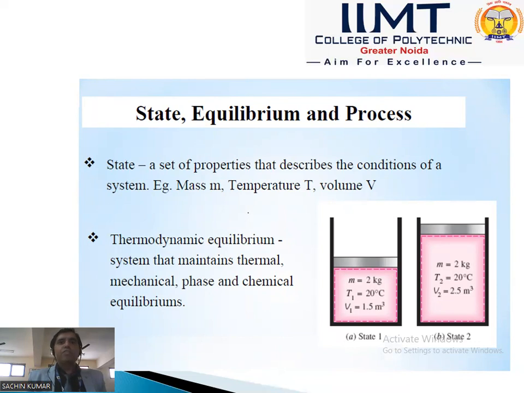So state means that for any state, we can define some temperature and some pressure. In this diagram, the initial state 1 has volume 1.5 meter cube, temperature 20 degrees centigrade, and mass 2 kg. In the second state, the volume has changed because it is an expansion process. The volume is 2.5 meter cube, temperature 20 degrees centigrade, and mass 2 kg. So the system changes from one state to another state.